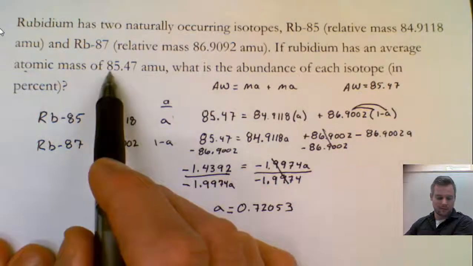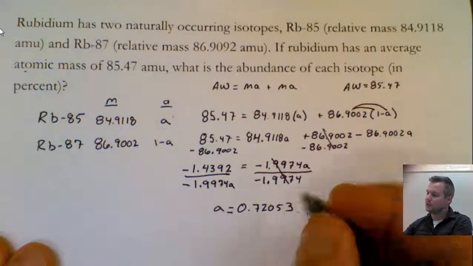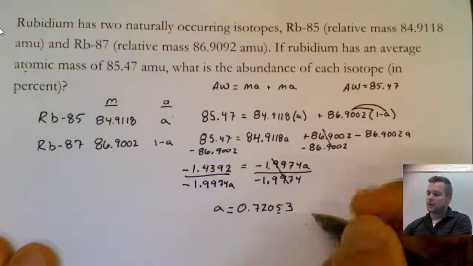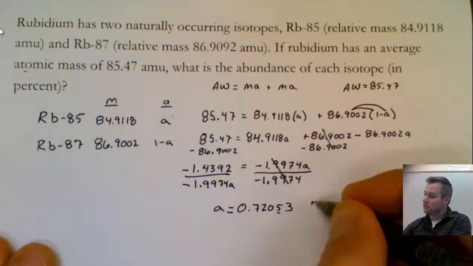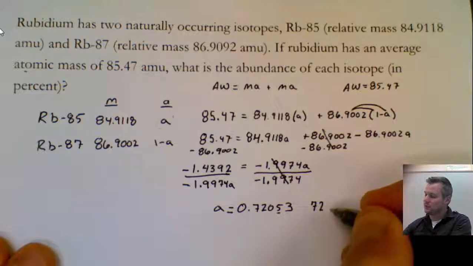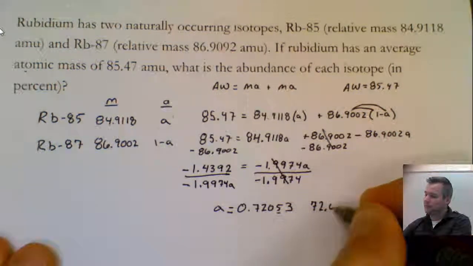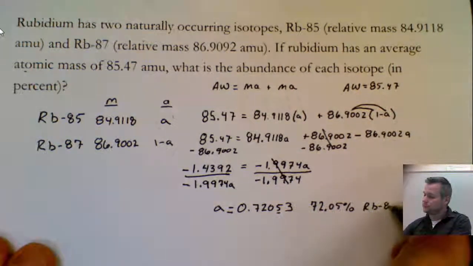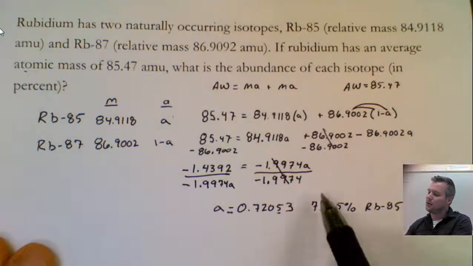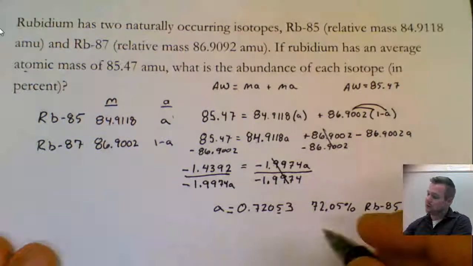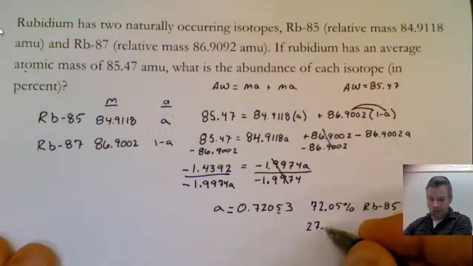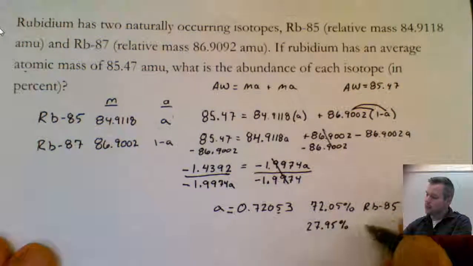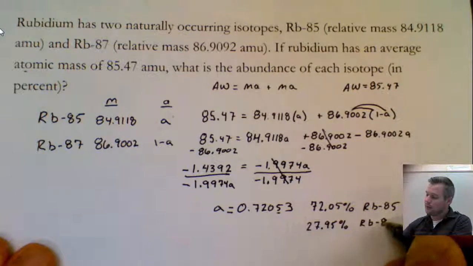In that case, it's this one provided to us. So let's call it 4 sig figs, and that would put us to right here at the 5, which would give us a percentage abundance, move the decimal 2 spots right, 72.05%, and that is for rubidium 85. So now I need to do 100 minus 72.05, which would give me 27.95% rubidium 87.